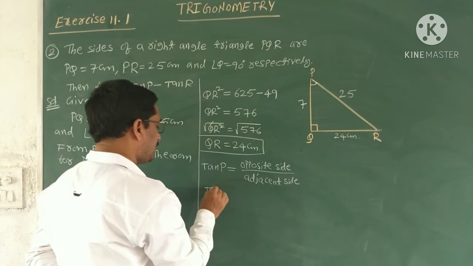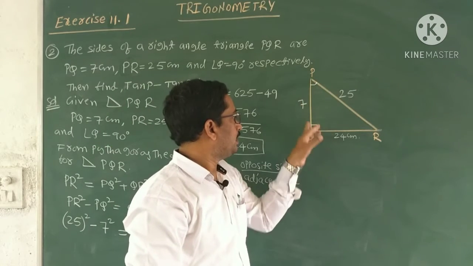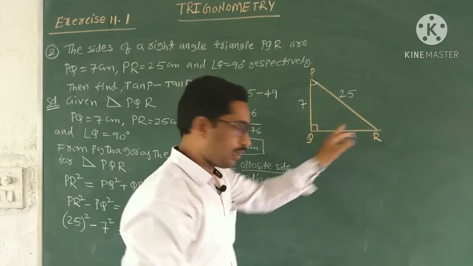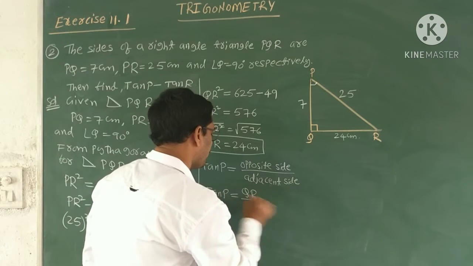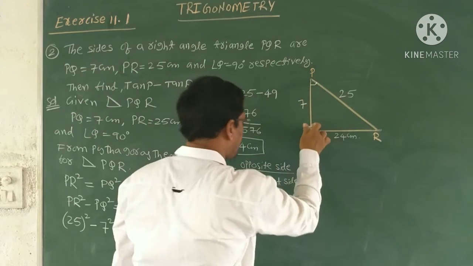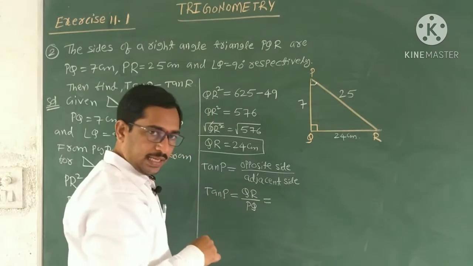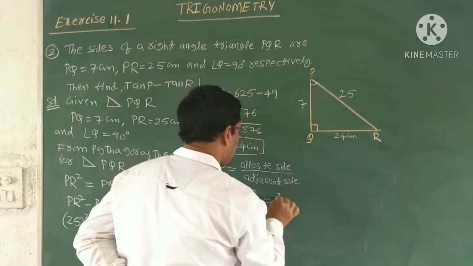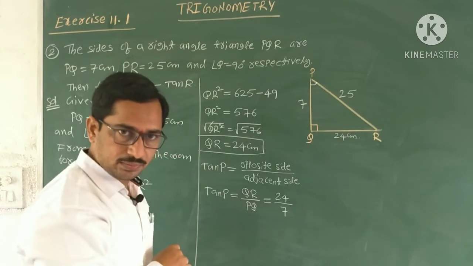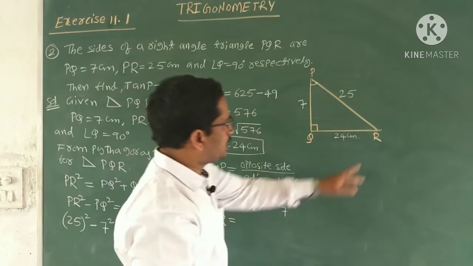So what is the opposite side with reference of angle P? Here with the reference of angle P, the opposite side is QR. It is opposite to the angle P. So this is QR. So QR by adjacent side of angle P is PQ. So tan P equal to QR value 24 by PQ value is 7. So 24 by 7.